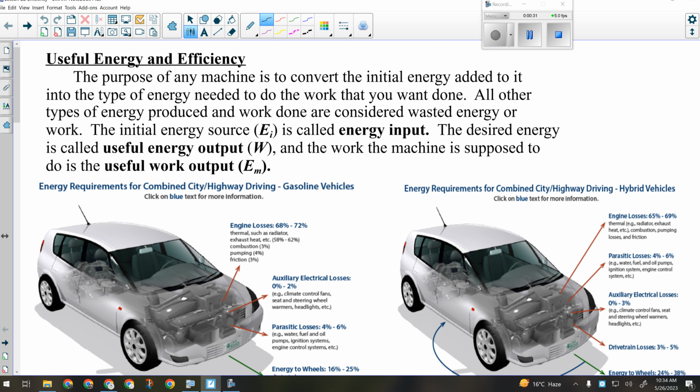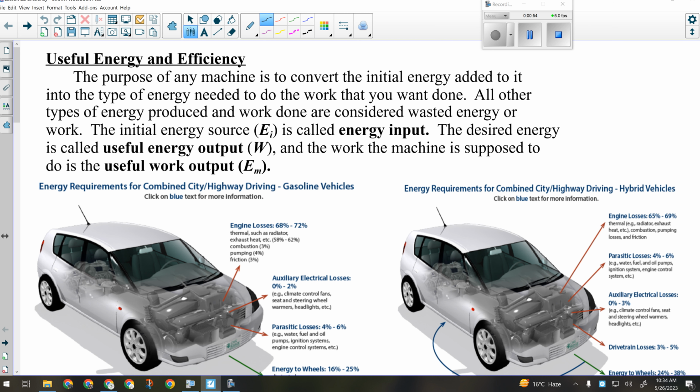Because it's always good to do something more efficiently, to make the maximum use of our resources as possible. And that's what efficiency is. Efficiency is a percentage. It's a measure of how much of the work that you put in did you actually get out.